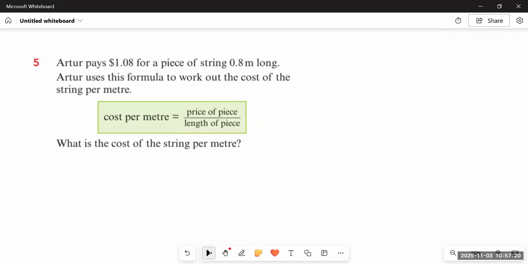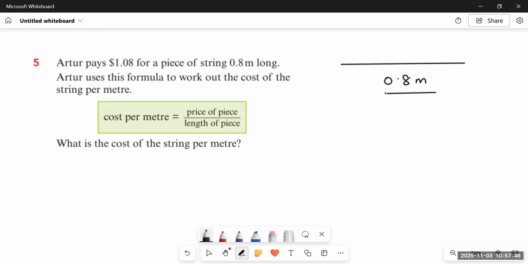Here comes the next question. Arthur pays $1.08 for a piece of string 0.8 meters long. There is a piece of string. The length of this string is 0.8 meters. Okay. And when Arthur buys it, he buys it at a cost of $1.08. Arthur uses this formula to work out the cost of the string per meter. Since it was 0.8 meters, not one whole, he wanted to calculate what would be the cost of a 1 meter long piece of string if 0.8 meters cost $1.08.